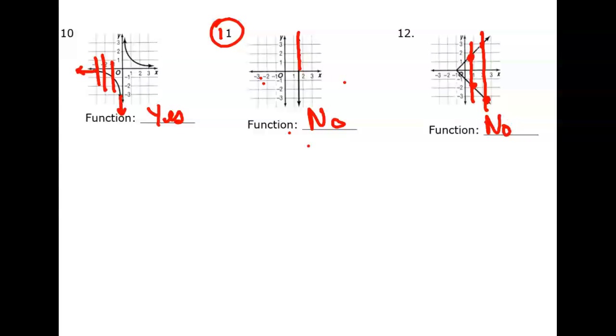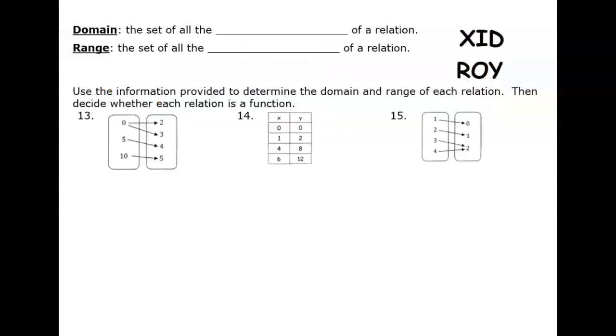Okay, so looking at the domain and the range. The domain is the set of all of the inputs of a relation, and the range is the set of the outputs of a relation. So your x values are your inputs, and that would be your domain. Your range is your outputs, your y values. That's one way to remember it.